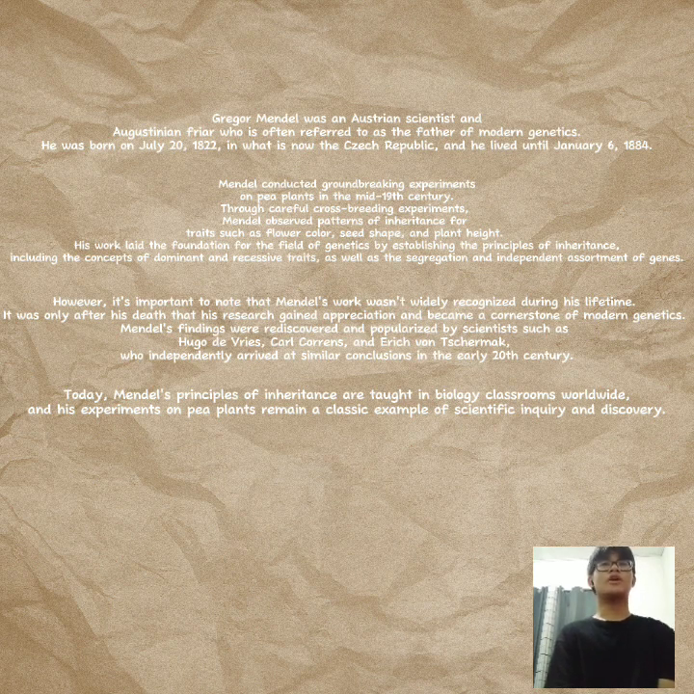So, Mendel conducted groundbreaking experiments on pea plants in the mid 19th century. Through careful crossbreeding experiments, Mendel observed patterns of inheritance for traits such as flower color, seed shape, and plant height. His work laid the foundation for the field of genetics by establishing the principles of inheritance, including the concept of dominant and recessive traits, as well as the segregation and independent assortment of genes.